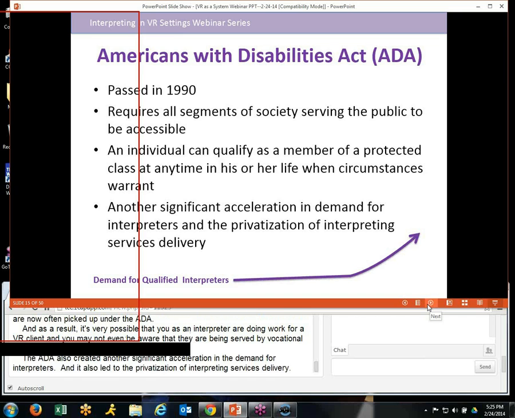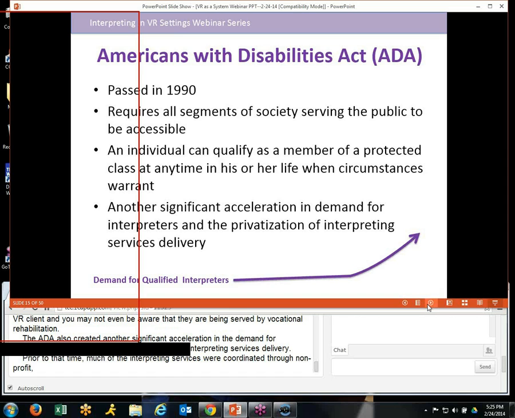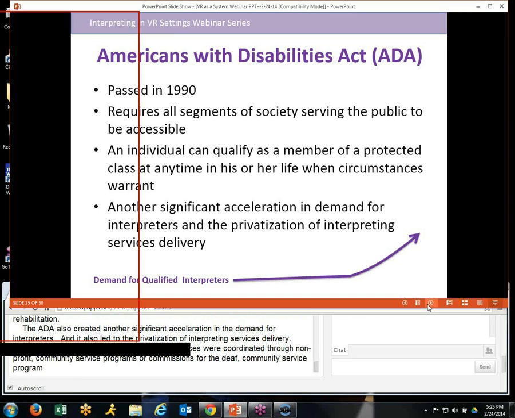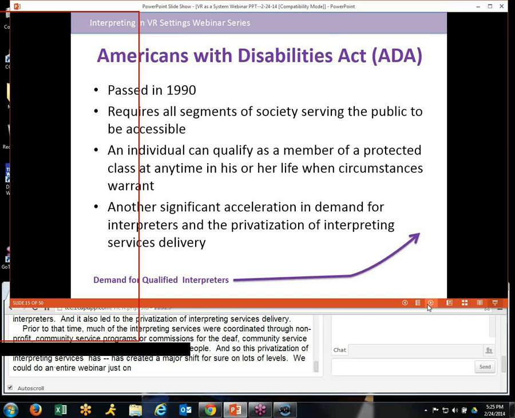Prior to that time, much of the interpreting services were coordinated through nonprofit community service programs or commissions for the deaf, community service programs serving deaf people, often led by deaf people. And so this privatization of interpreting services has created a major shift, for sure, on lots of levels. We could do an entire webinar just on that topic.